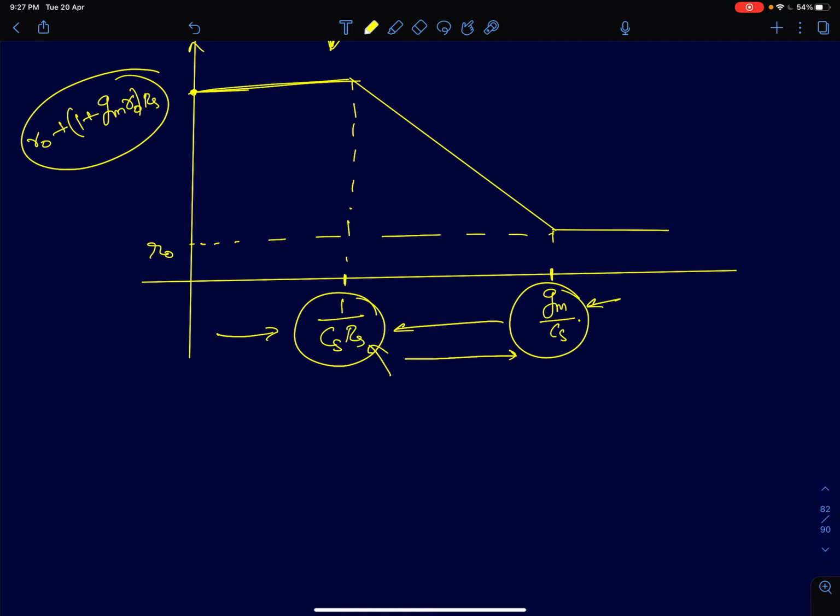Okay, so I'll stop at this point. We'll move on to common drain amplifiers in the next lecture.